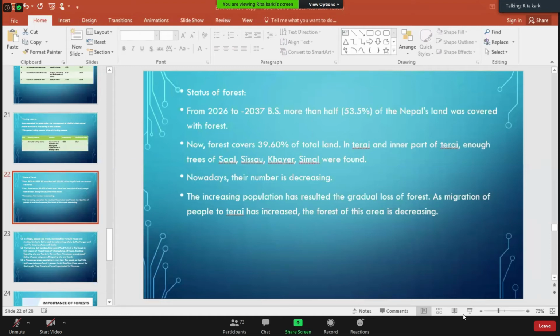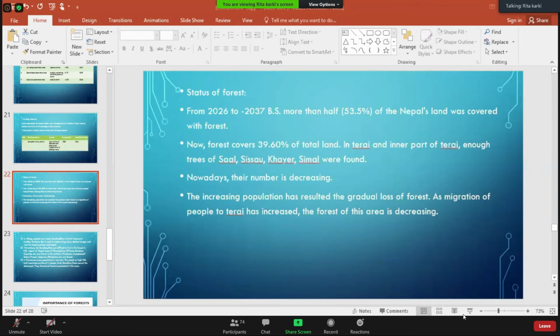decreasing day by day. We can consider that from 2026 to 2037 Bikram Samvat, more than half of our land was covered with forest area. We can say more than 50% of our land was covered with forest area from 2026 to 2037 Bikram Samvat. The total area of our country was covered, 50.5% of Nepal's land was covered with forest area.